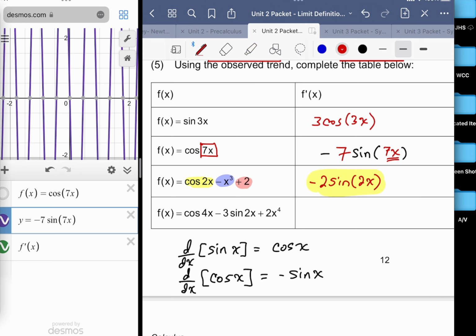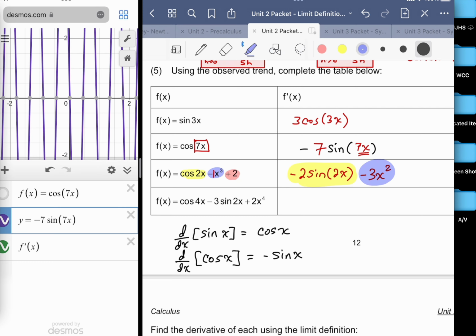The negative x cubed, remember that's an assumed negative 1x cubed. So the derivative of that would be negative 3x squared by the power rule that we discovered, where you just multiply the power by the coefficient and then take away 1 from the power.